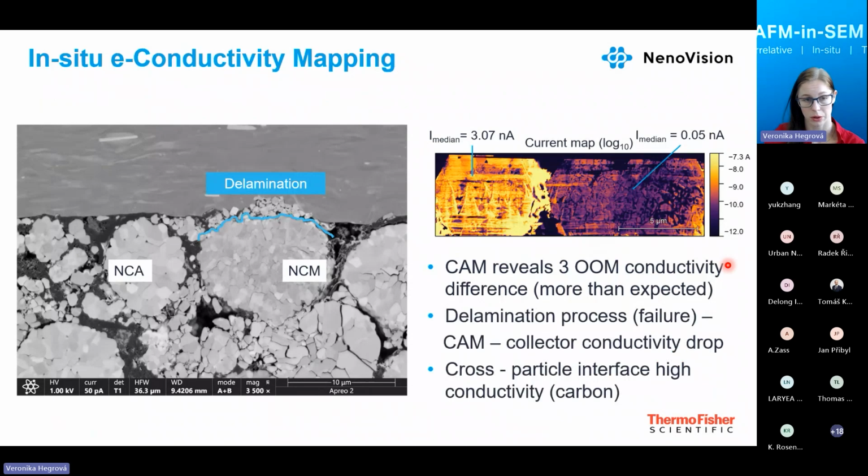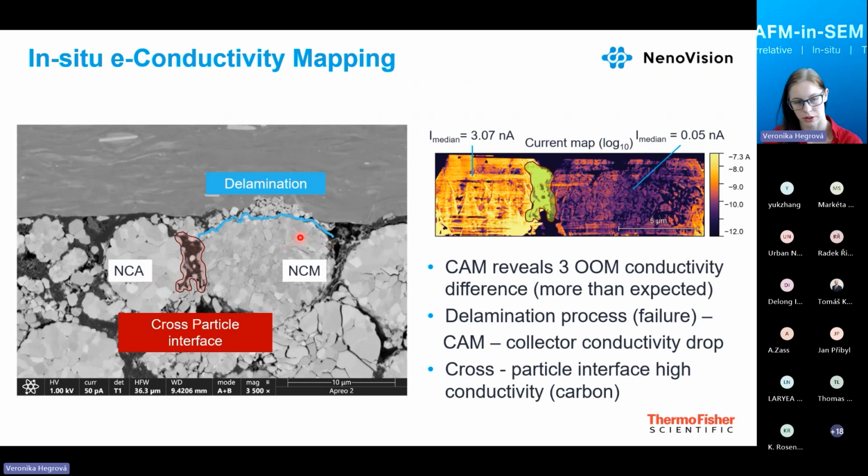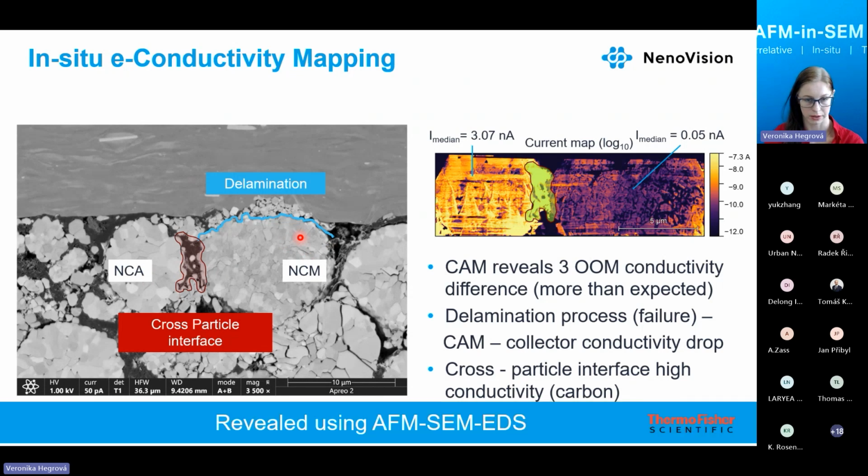So we had a closer look, and we see that there is a delamination happening of the NCM grain. And so we had a closer look at how the conductivity went. Because here is a carbon additive from EDS, it seems that the current was flowing via NCA to the NCM. Such complex understanding would not be possible without the AFM-SEM and EDS analysis at the same time.